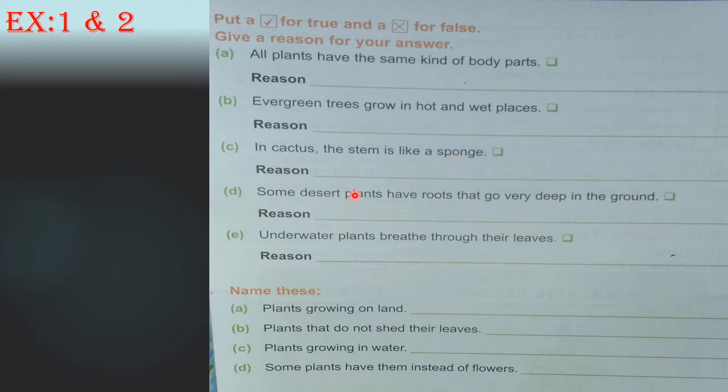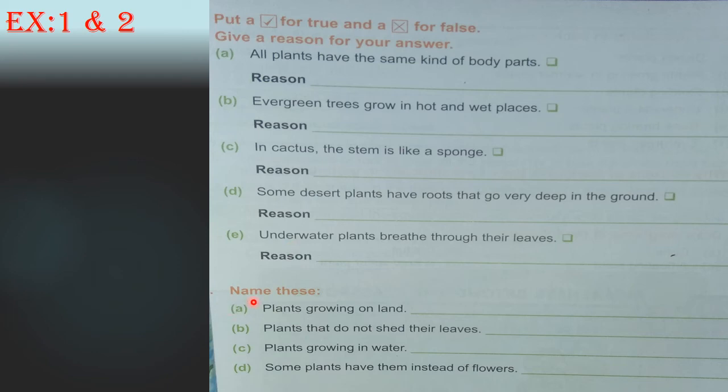Now the 4th one, some desert plants have roots that go very deep in the ground. Yes, it is also true. As you remember, we have discussed it that the mesquite bush has roots that go deep, around 30 meters in the ground. Okay, now the 5th one, underwater plants breathe through their leaves. No, because they do not have pores. Their leaves do not have pores. They breathe through their body surfaces.